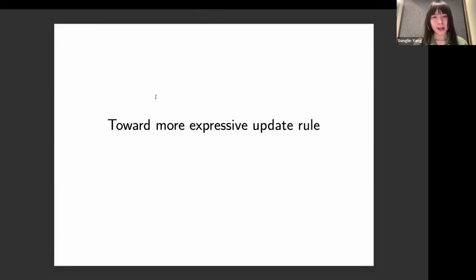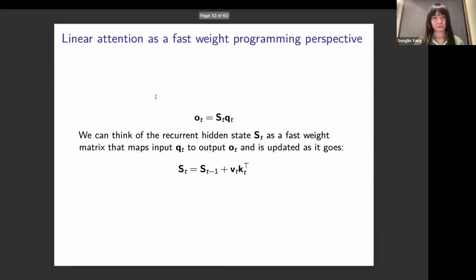Next, in the third session, we will be discussing the delta rule. I think it is convenient to first introduce the concept of fast weight programming. Previously we have this memory readout operation, and we can see this is very similar to a linear transformation. If we view the recurrent hidden state S_t as a weight matrix, the recurrent hidden state of the linear attention amounts to the fast weight.